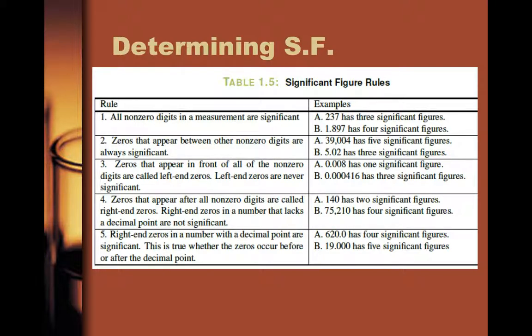B, 75,210, again, that final 0 is not significant, so that would have 4 significant digits. If there is a decimal present, then the zeros at the end of the number are significant because it means we've measured it and we've determined that it is significant. It is exactly 0. And so in the last 2 cases, all the digits in the number are significant.